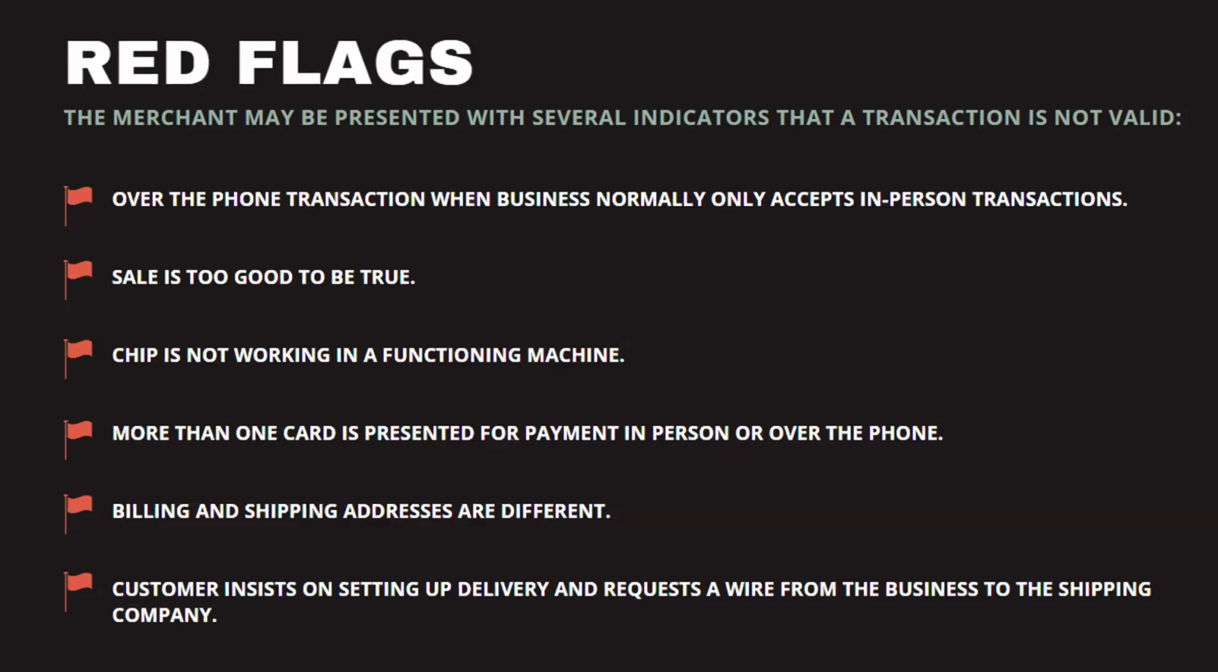The customer insists on setting up delivery. This is another example of clear-cut fraud. Very easy to spot. Merchants should never wire funds to a third-party shipping company picked out by the customer. They should always set up their own delivery. If the customer is picking up the item, the merchant should be demanding to see the card being used and rerun it as a chip transaction, like I said before. This reduces fraud.